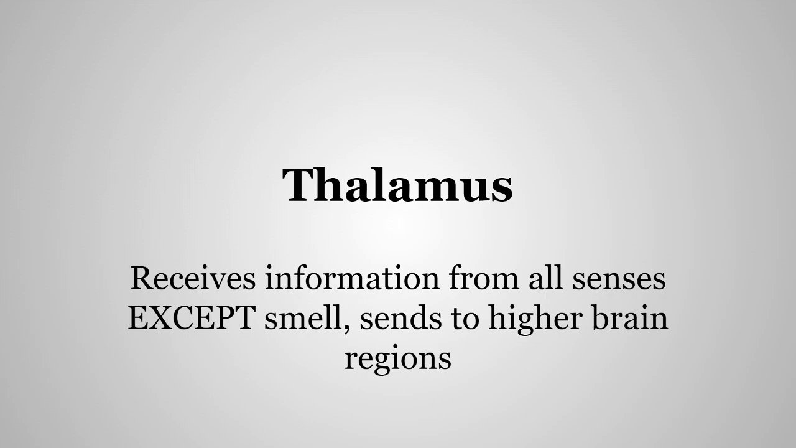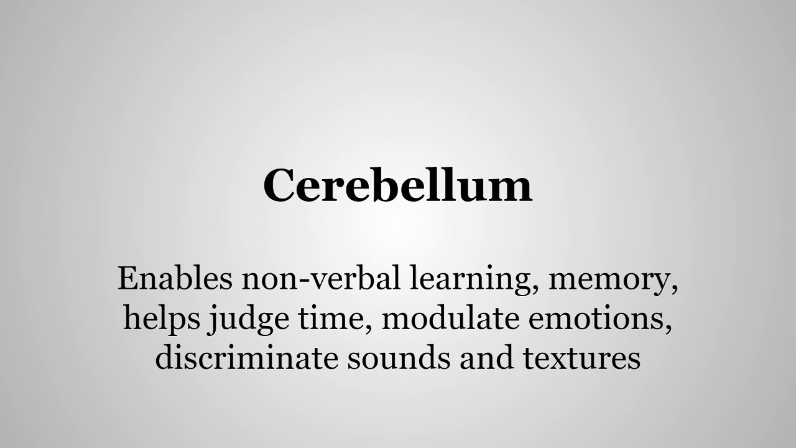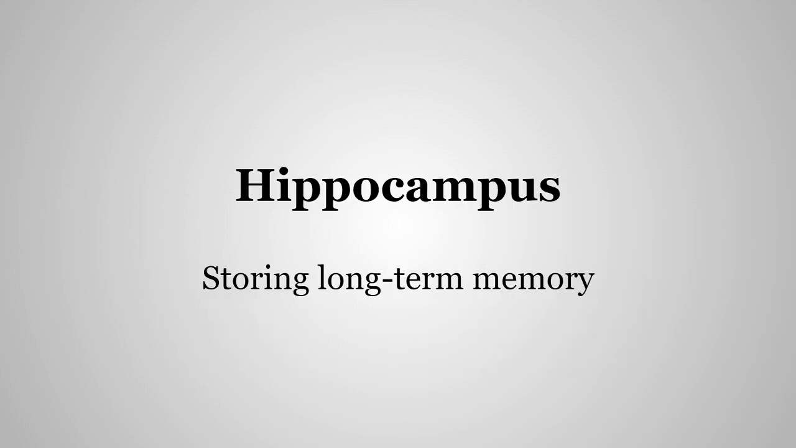Thalamus. The thalamus receives information from all senses except smell. It sends it to higher brain regions. Cerebellum. The cerebellum enables nonverbal learning, memory, helps judge time, modulate emotions, and discriminate sounds and textures. Hippocampus. The hippocampus is responsible for storing long-term memory.